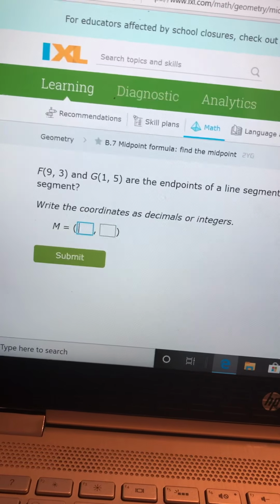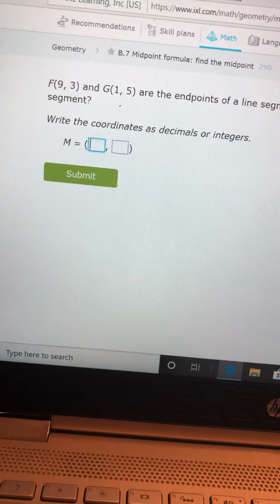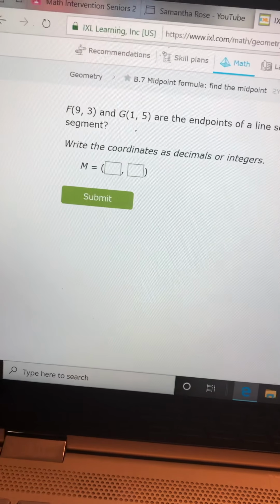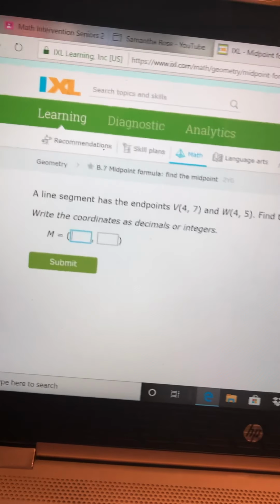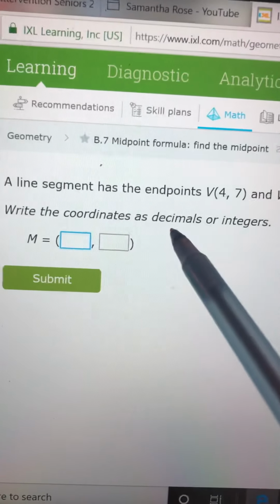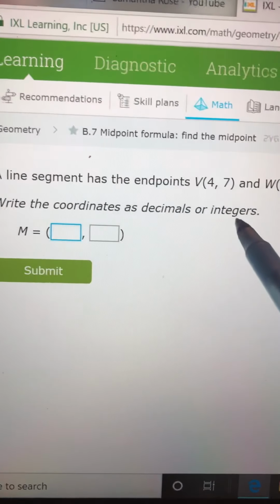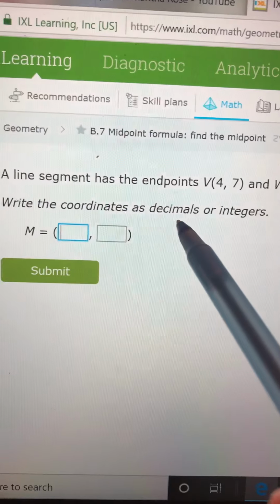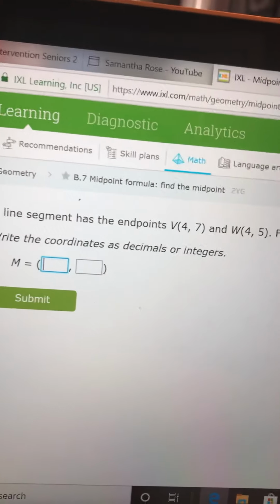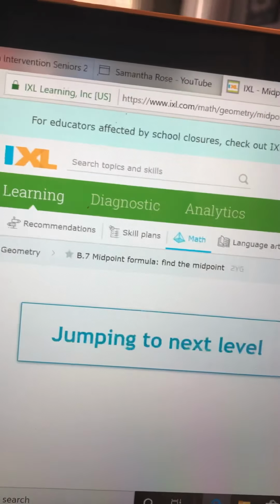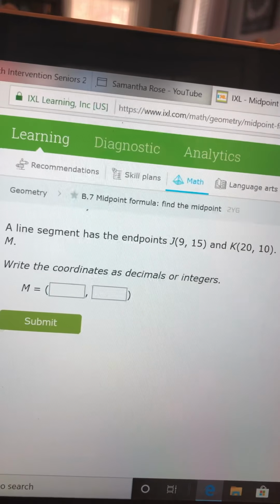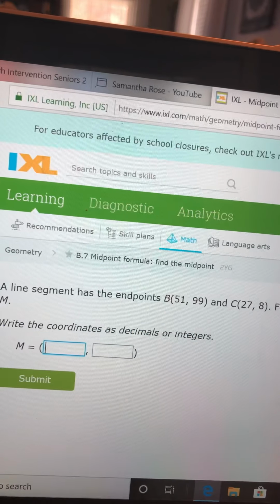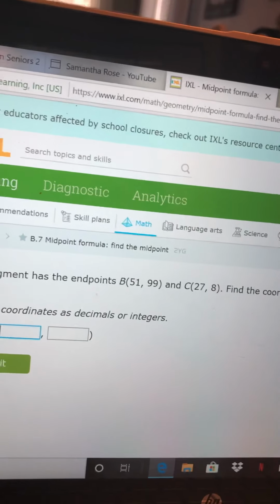And I'm going to skip ahead and see if they get more difficult. I'm going to jump a level. This is still just asking for midpoint. I mean, based on this, like decimals or integers. Integers are whole numbers, so it looks like some of your answers are going to be decimals, which is fine. You add and then divide. I'm going to keep jumping up and see if they get any bit more difficult. No, I mean, it's still the same thing.